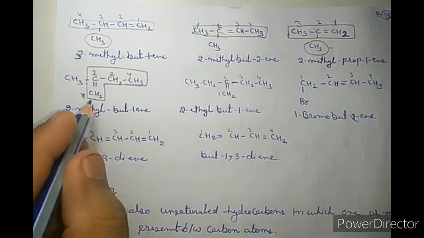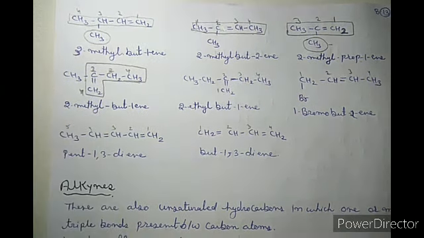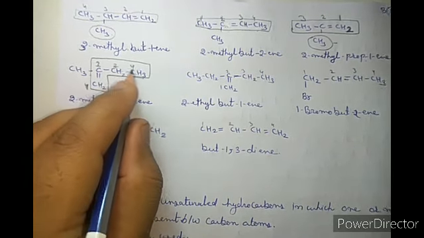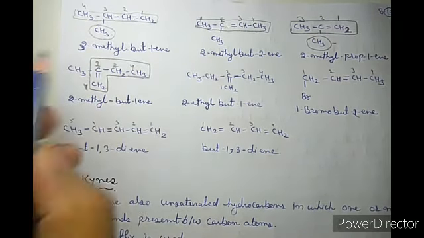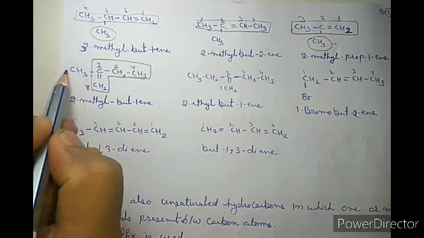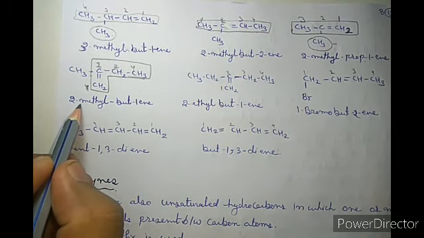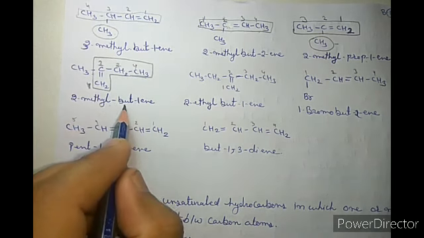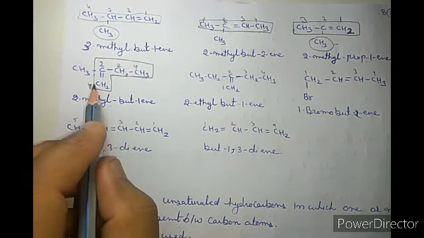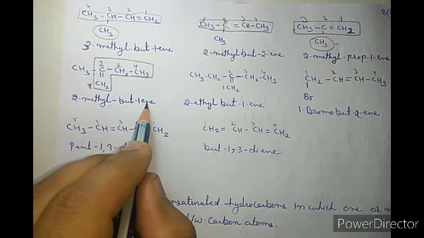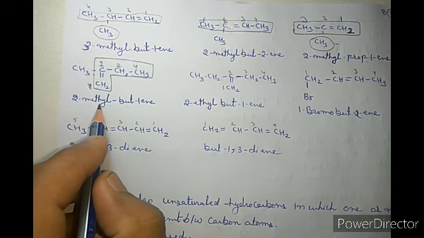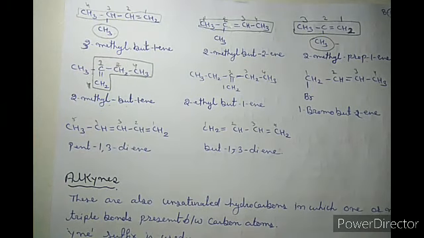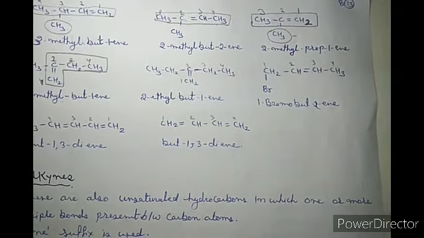The numbering is done from the side where the double bond gets the minimum number. So the numbering is 1, 2, 3 and 4. Now this methyl group is attached on the second carbon, so the name becomes 2-methyl. It is 4-carbon but, and the double bond is present on the first carbon, so 1-ene. So the name is 2-methyl-but 1-ene. Got it? Now the next example.